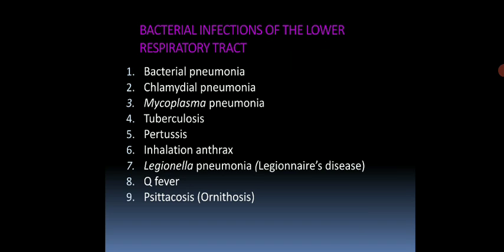In case of bacterial infections of the lower respiratory tract, it includes bacterial pneumonia, then chlamydial pneumonia, then mycoplasma pneumonia, then tuberculosis, then pertussis, then inhalation anthrax and Legionella pneumophila and Legionnaires' disease as well as Q fever as well as psittacosis, that is ornithosis. So these infections we'll discuss in the next lecture.